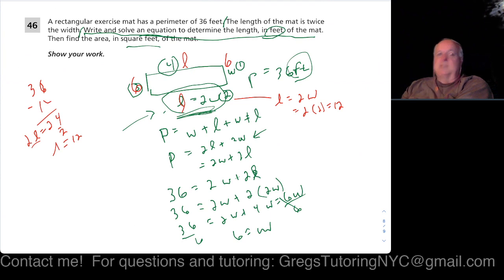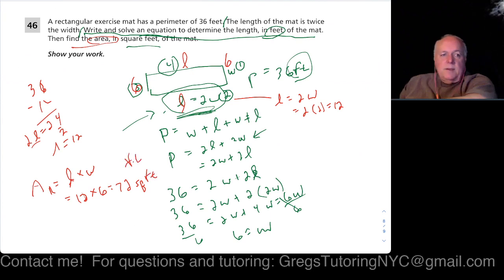And then finally, none of this is the answer yet. It says find the area of the mat. So the area of a rectangle, in this case the mat, is equal to length times width. And we know at this point that that's 12 times 6, and that's equal to 72. 72 what? Square feet. We could have done ft squared as well. So there you go.